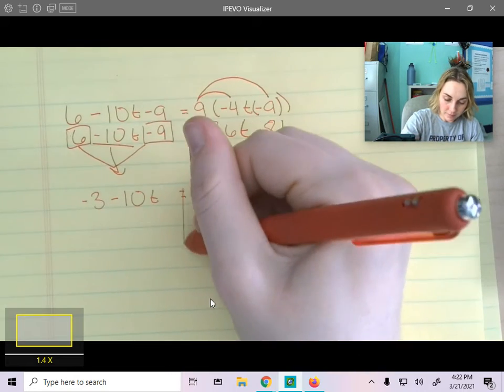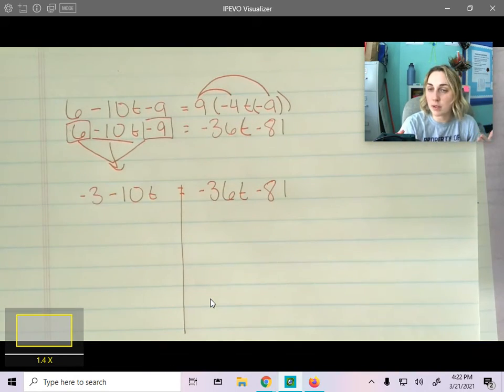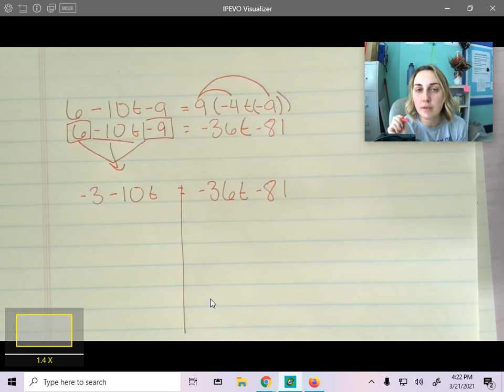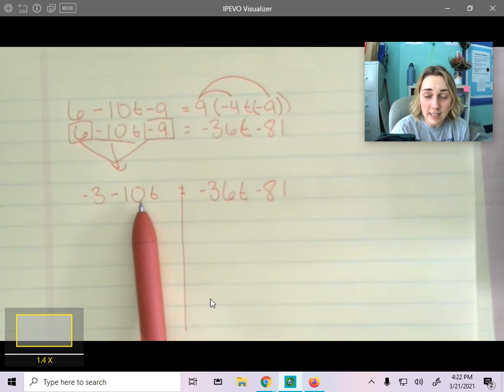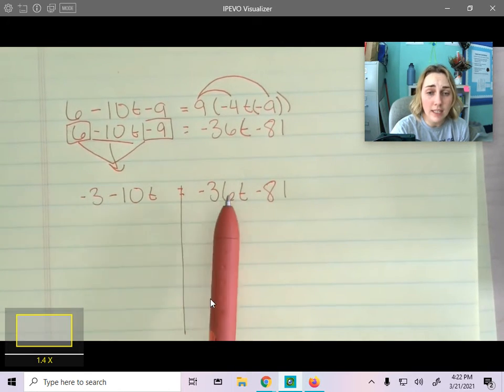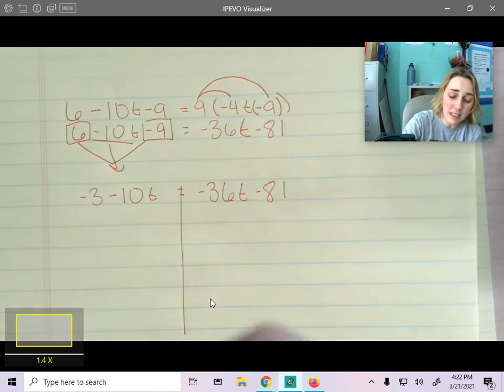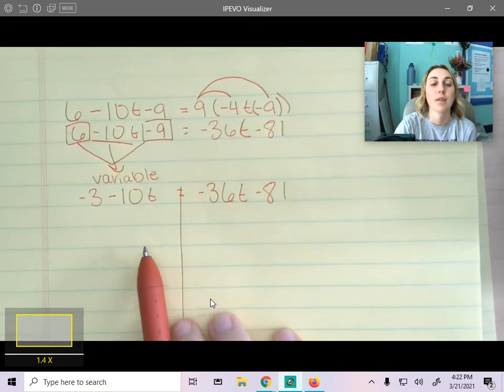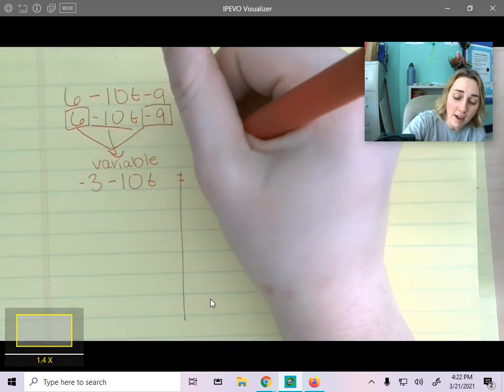All right. So I have variables on both sides. What that means is I have to choose a variable side and I have to choose a constant side. If I remember from my notes, I'm going to choose a variable side where my variable is the bigger number. Be careful with negatives, okay? If I'm looking at this, negative 10, because we take the operation in front of it, negative 10 is larger than negative 36. So this is going to be my variable side. That's my variable side. This is going to be my constant side.